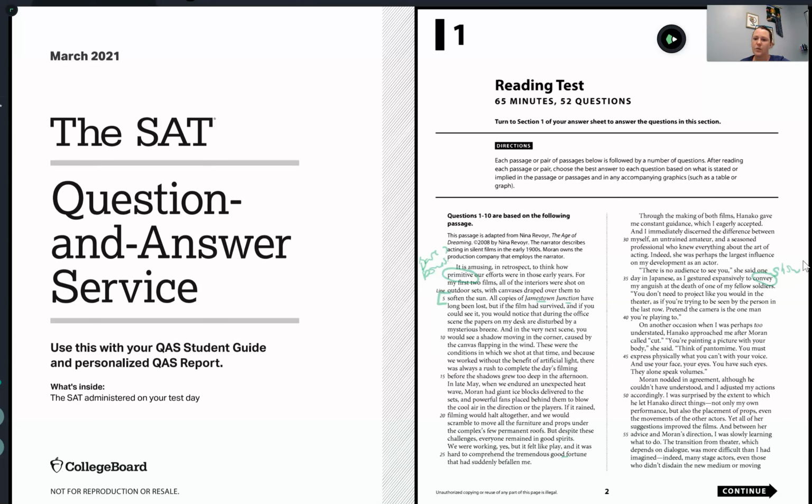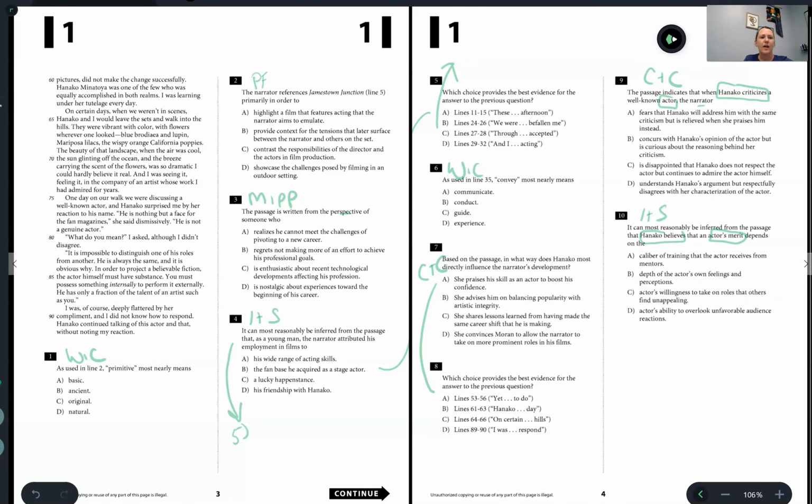I was surprised by the extent to which he let Hanako direct things, not only my own performance, but also the placement of props, even the movement of the other actors. Yet all of her suggestions improved the film, and between her advice and Moran's directions, I was slowly learning what to do. The transition from theater, which depends on dialogue, was more difficult than I had imagined. Indeed, many stage actors, even those who didn't disdain the new medium of moving pictures, did not make the change successfully. Hanako Minatoya was one of the few who was equally accomplished in both realms, so stage and film production. I was learning under her tutelage, which is just like tutoring or study, every day.